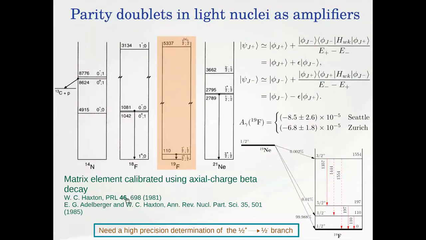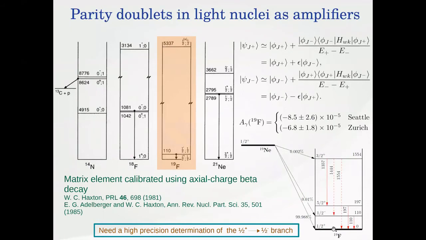But he also showed in this paper that you can calibrate your calculations by measuring this beta decay branch. So essentially, you're looking at the mixing between this 1/2 minus and this 1/2 plus state, this parity mixing, this matrix element.